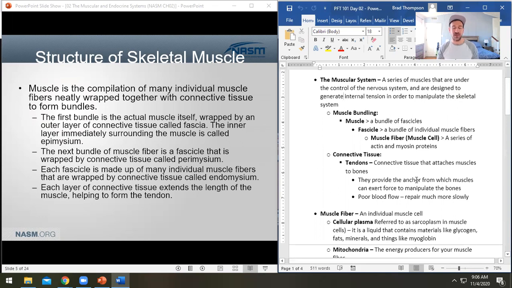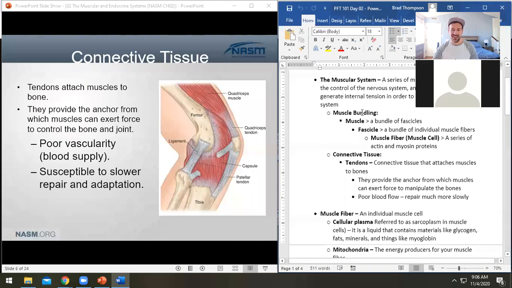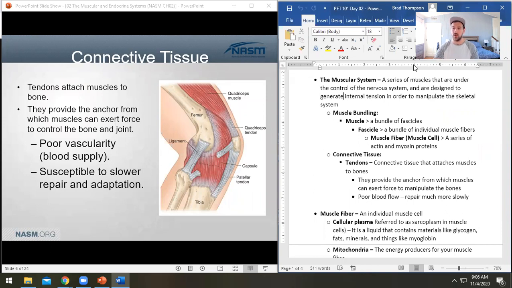So that layering, does that all make sense to you guys? Do you understand how that layering all comes together? Let me look for thumbs up. So really quickly, just reviewing the terminology we just went over. You've got muscle bundling, right?